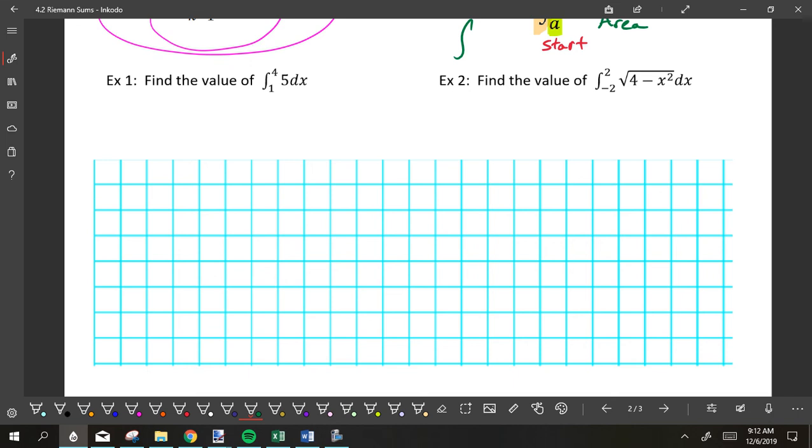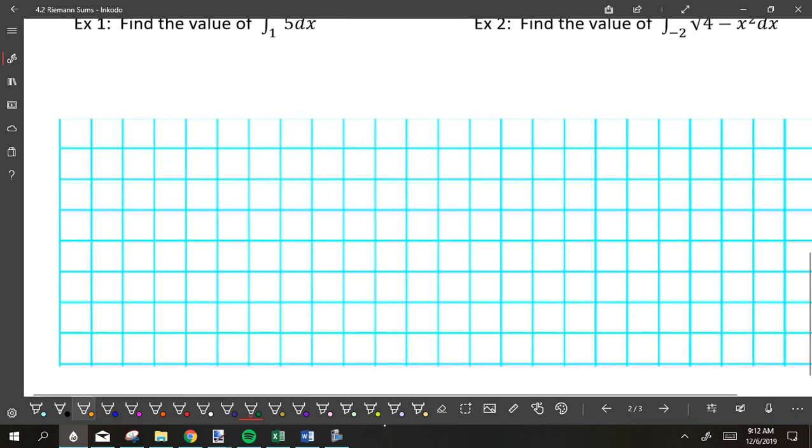Let's do it. Today's lesson is not nearly that complicated. Today's lesson is geometric area under the curve. Pretty straightforward. Find the value of the integration from 1 to 4 of 5 dx. Let's make a graph. We're going from 1 to 1, 2, 3, 4. Oh, I can't count to 4. That's 4.